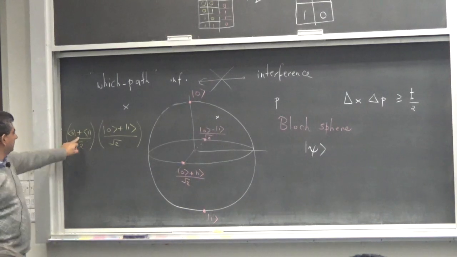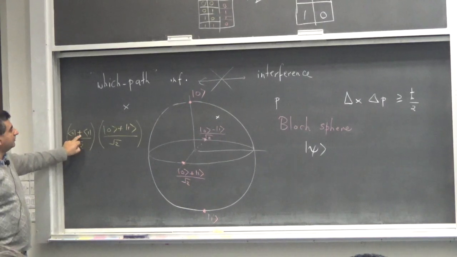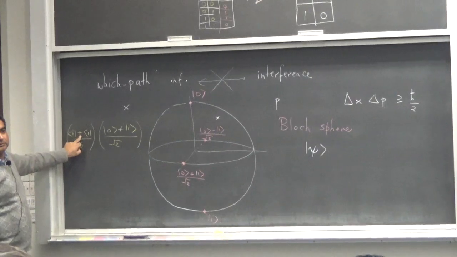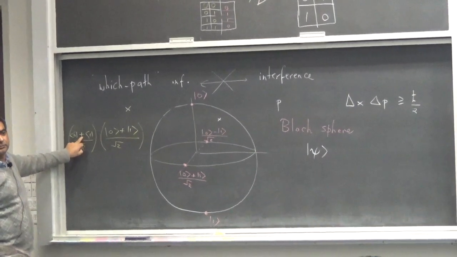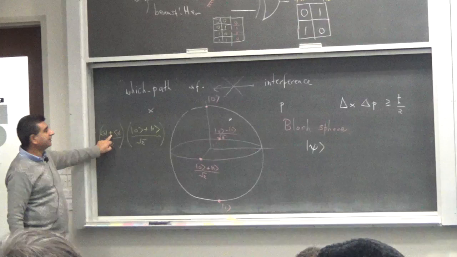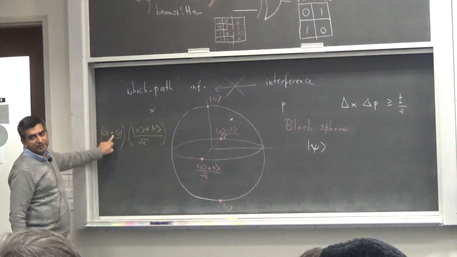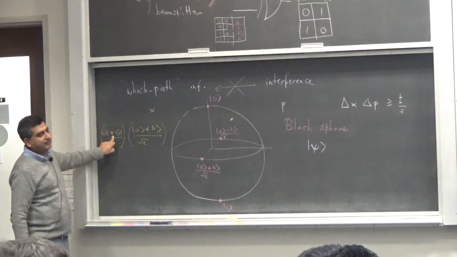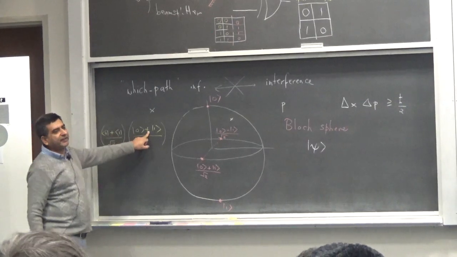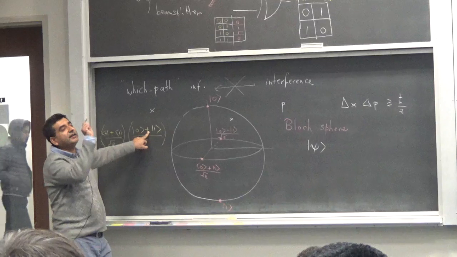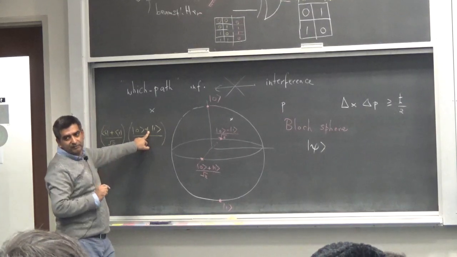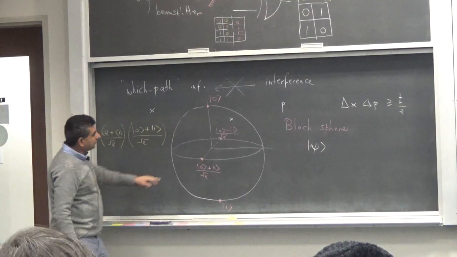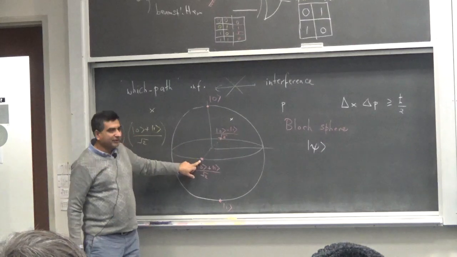No, here? One, minus i. Why? This is just the bra. This sign will not change, and this will not change. This will not become minus. If there were a phase here, e^{i theta}, that will become e^{minus i theta}. So this point is diametrically opposite, orthogonal to this superposition.